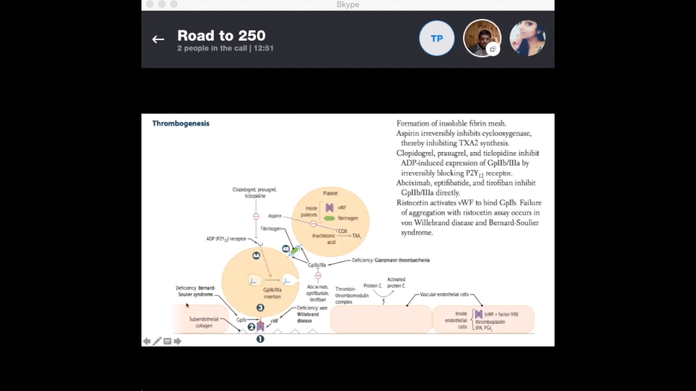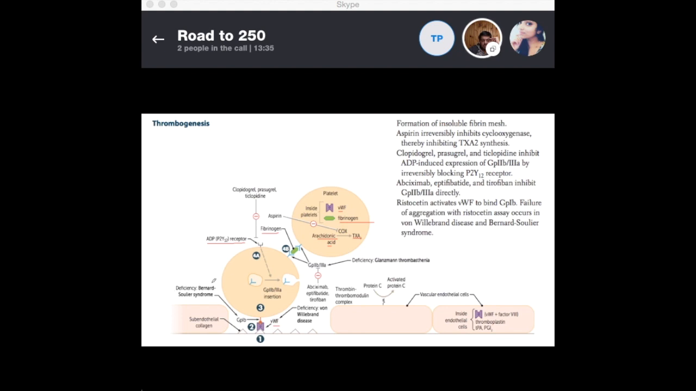So this is the picture that I was talking about. This has all the steps that we just covered. Von Willebrand's factor binds to the subendothelial collagen, and the GP1B receptor on the platelet will bind to it. And ADP, as you see here, when it binds to this receptor, brings out the GP2B3A onto the cell surface. And then you have fibrinogen, which can bind and link up other platelets. Inside the platelets, you have von Willebrand's factor and fibrinogen. Arachidonic acid is also present, which can be converted to thromboxane A2, which pretty much brings in more platelets.